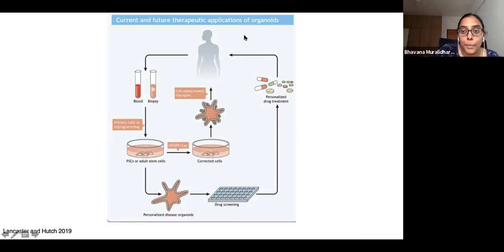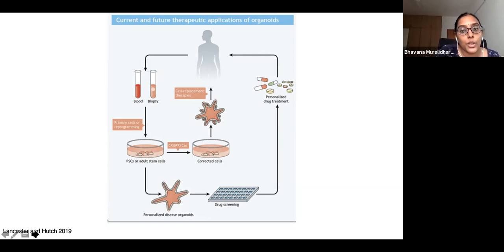But since they come from a patient-specific sample, they are highly useful to study the genetics of the disease, which is very specific to the patient, and thus in the future can be used for making personalized disease organoids and maybe personalized drug screening and drug treatment. Right. So I'm going to show you one such study, very recent.